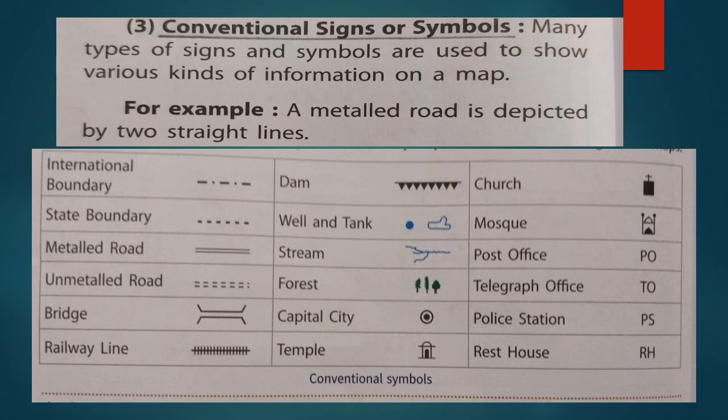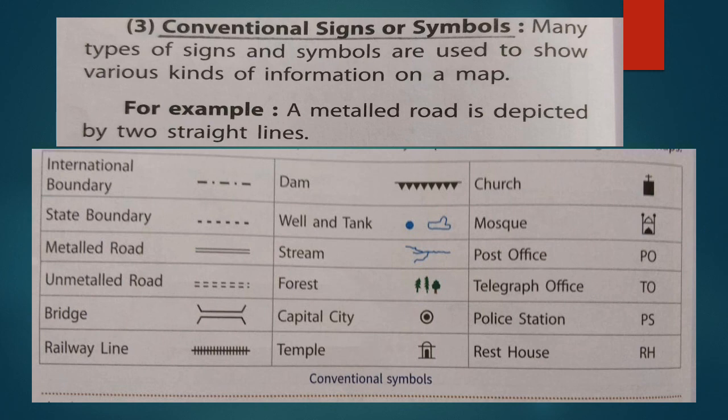Now, the third thing that we will remember is conventional signs or symbols. Many types of signs and symbols are used to show various kinds of information on a map. For example, a metalled road is depicted by two straight lines. There are so many more symbols given here. This chart is given in your book. If there are two straight lines, it means metalled road.